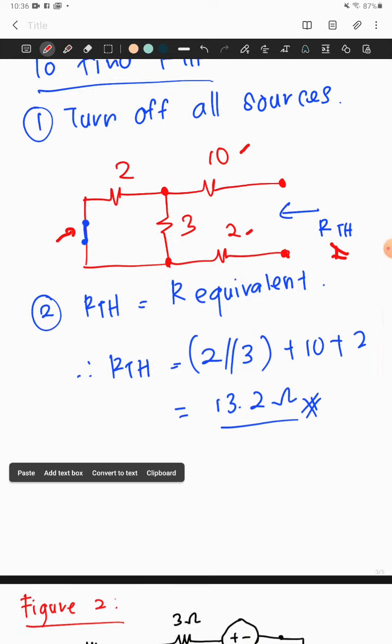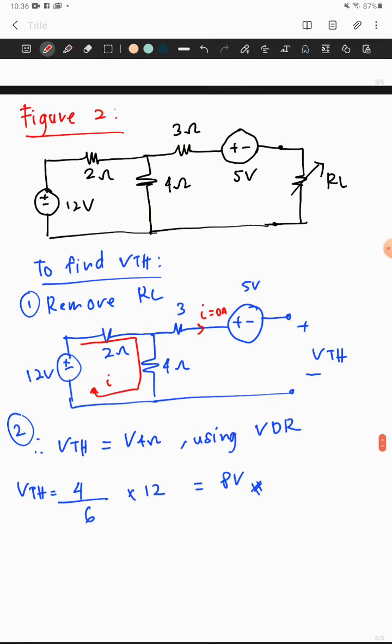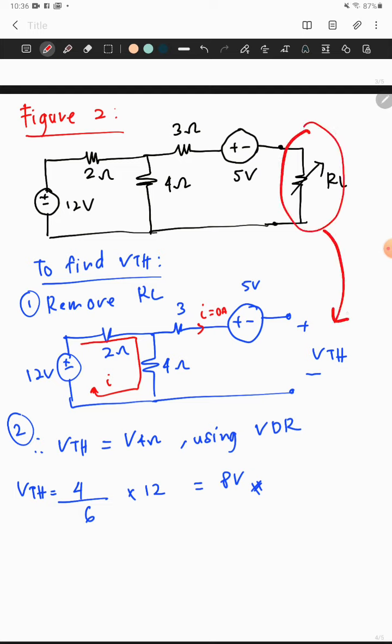So the next step is to find the VTH and RTH for figure 2. Okay, so this is figure 2. We apply the same steps in order to find your VTH value. First, when we want to find the VTH value, you need to remove your RL from the circuit, right? So when we remove RL from the circuit, this is the circuit that we have. So we know that when the terminal is open circuit over here, current cannot flow due to the open circuit condition. So therefore the current over here is 0.